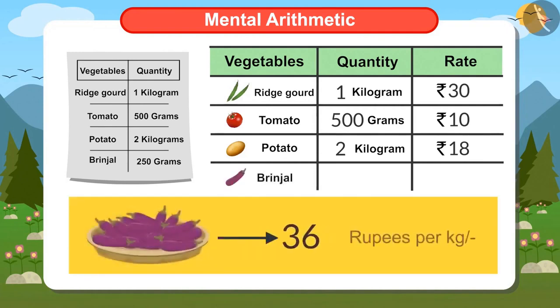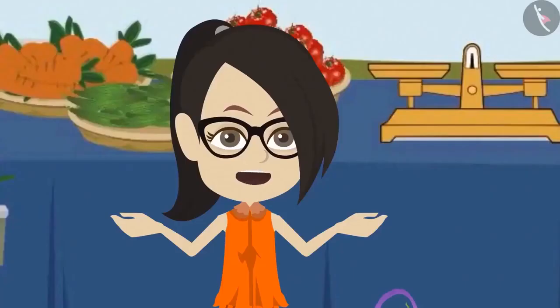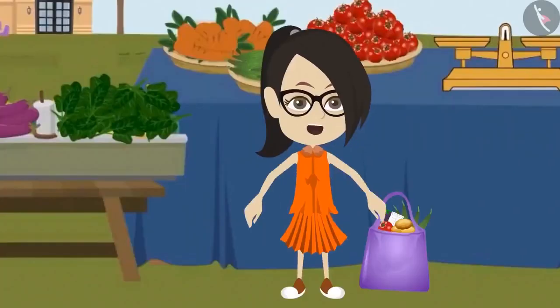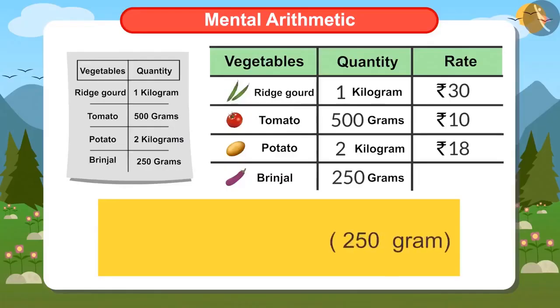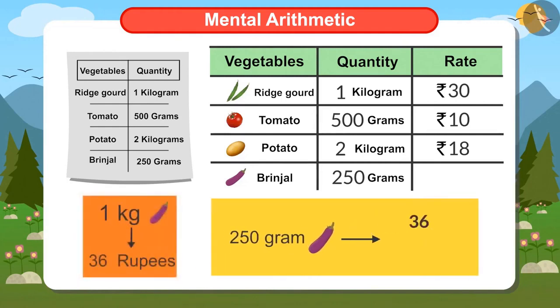Brinjal costs 36 rupees a kilo. What do I have to do to find the price of 250-gram brinjal? Can you try and tell me, please? See, 250 grams is a quarter of a kilo. So, to find the value of 250 grams of brinjal, we have to divide the price of a kilo of brinjal by 4. It means 36 divided by 4. 4 nines are 36. It means the price of 250 grams brinjal is 9 rupees.